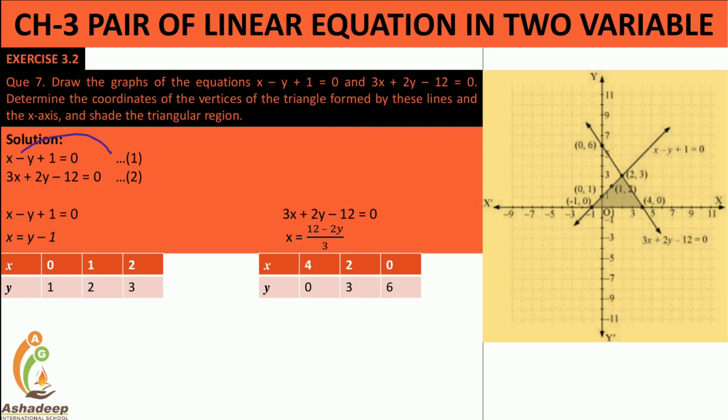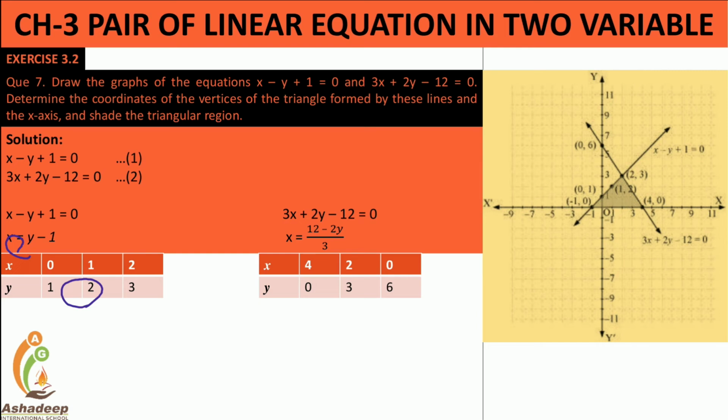So if minus y goes on to the another side, it becomes plus y, and plus 1 goes on to the another side, it becomes minus, right? So x is equals to y minus 1. Now put the different values of y. So if I put the 1, so 1 minus 1 is nothing but the 0. Okay, now put the 2.